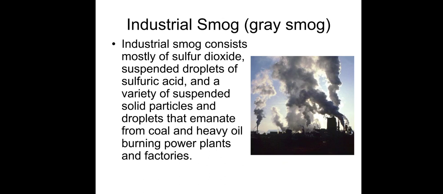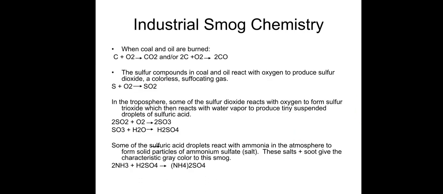Industrial smog consists mostly of sulfur dioxide, suspended droplets of sulfuric acid, and a variety of suspended solid particles and droplets that come from coal and heavy oil burning in power plants and factories. Industrial smog and photochemical smog. These are the reactions in industrial smog and photochemical smog.